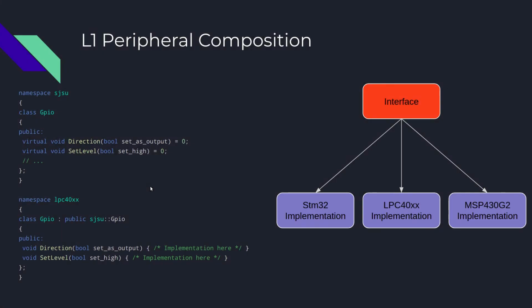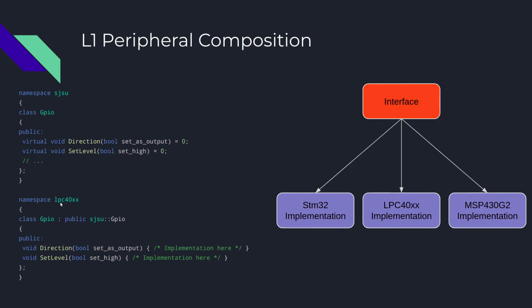So first off, we're going to go over L1 peripheral composition. Here we have namespace SJSU, we have some GPIO, and some things that it can do. For example, you should be able to set the direction of a pin.